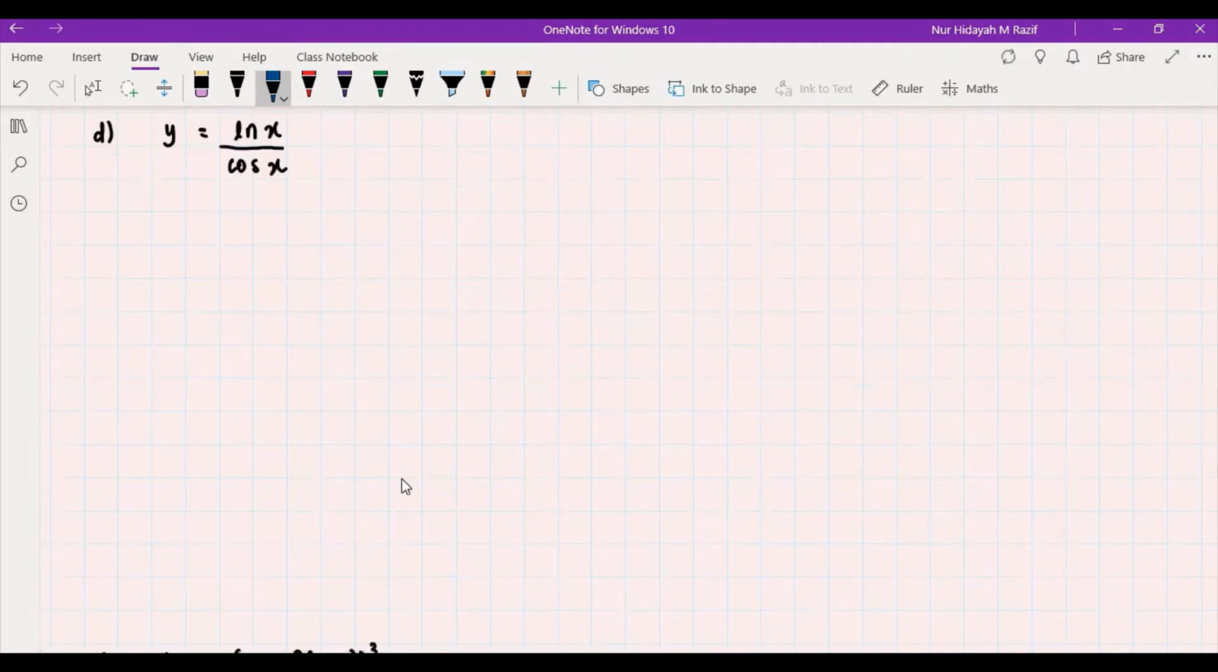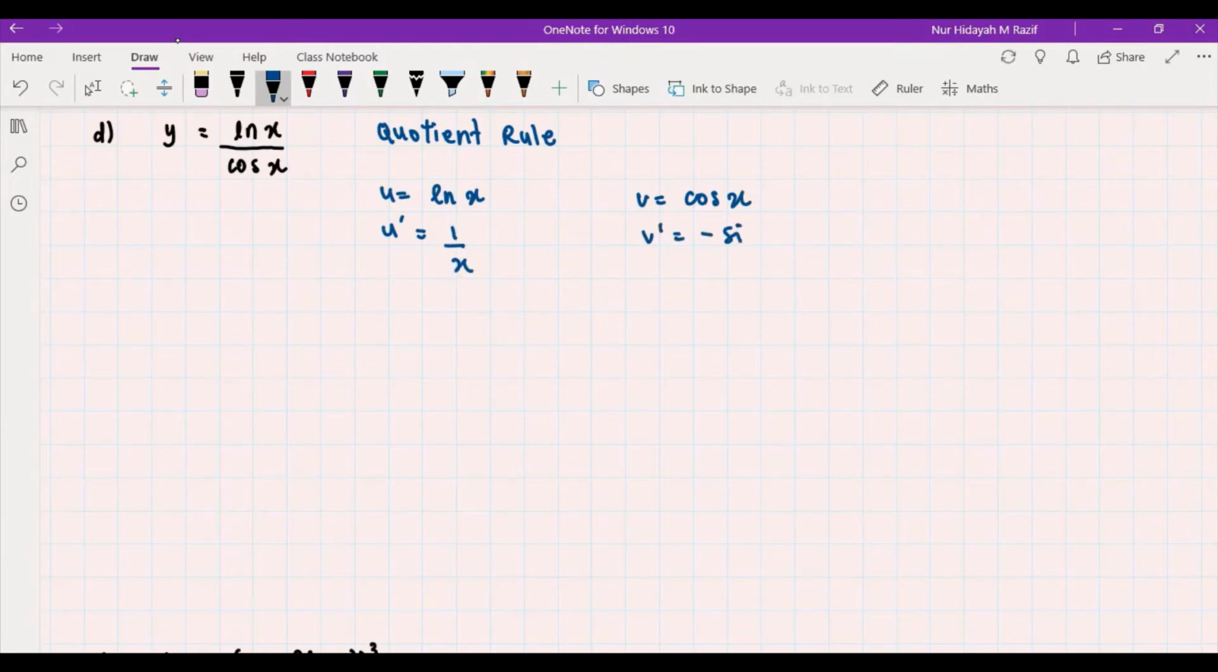We can just leave our answer like that. So what if you are given y is equal to ln x over cos x? In this case, we need to use the quotient rule. So using the quotient rule, we will then have u is equal to ln x and v is equal to cos x. And since we have two different functions here, be careful with the method. So this one u prime will be 1 over x, and my v prime will be negative sine x. Since this is the quotient rule, our symbol will be minus.